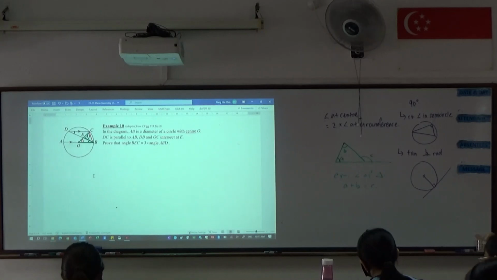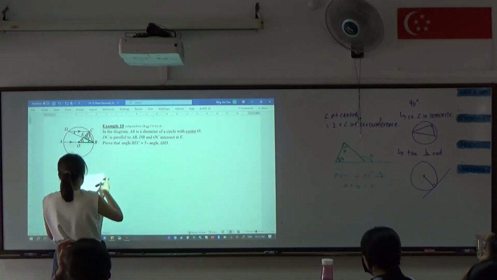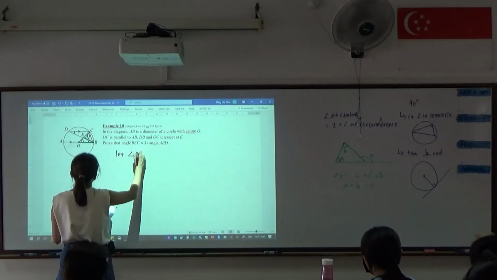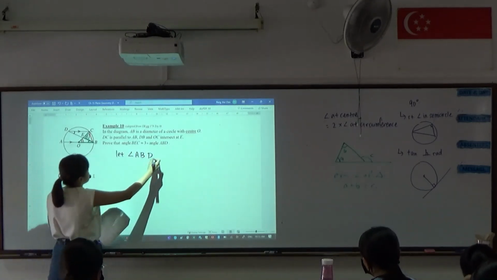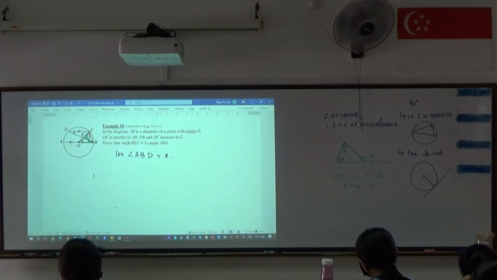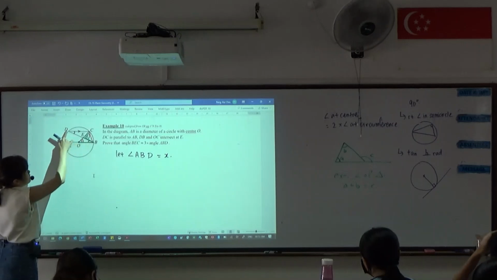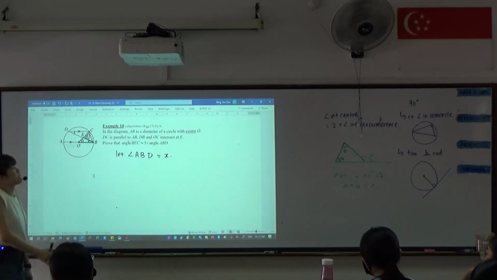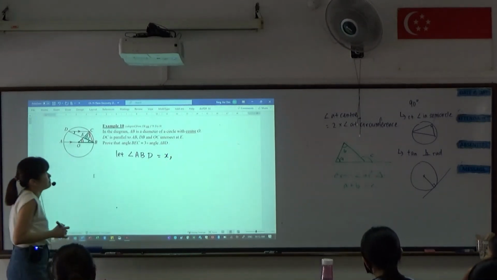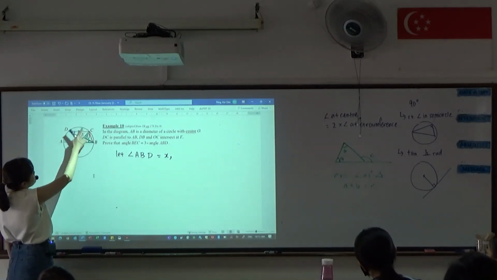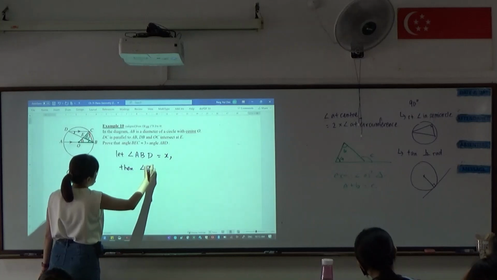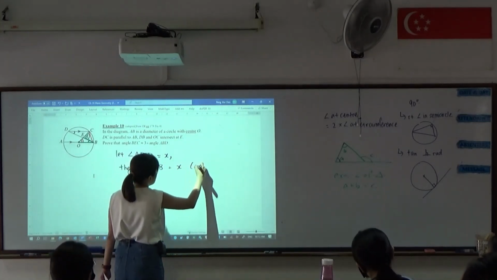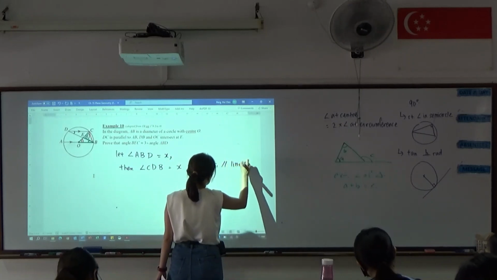So now let's write down the formal proof. We are going to let angle ABD equals X. That will give us a lot of convenience in terms of our presentation. Because otherwise, you're going to tell me ABD equals BDC, and then after equals to that, very difficult for us to link eventually. So angle ABD is the base, that will be X. We know that angle CDB is equal to X also due to alternate angles, parallel lines.